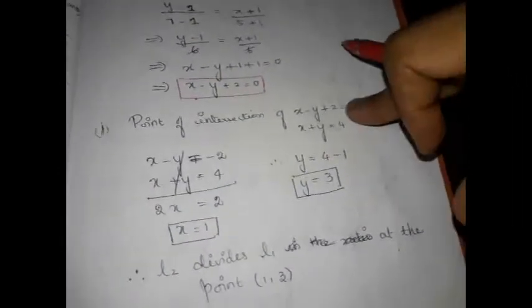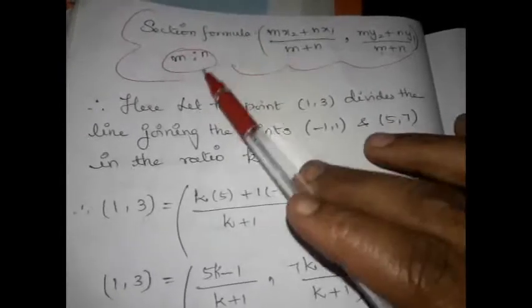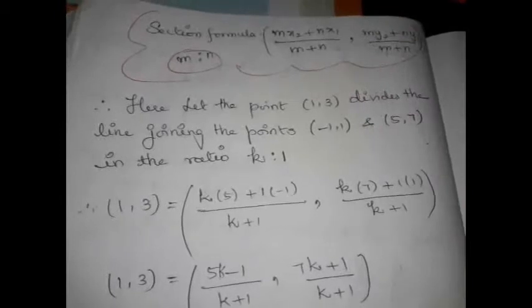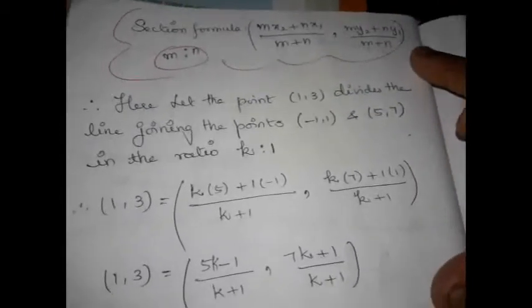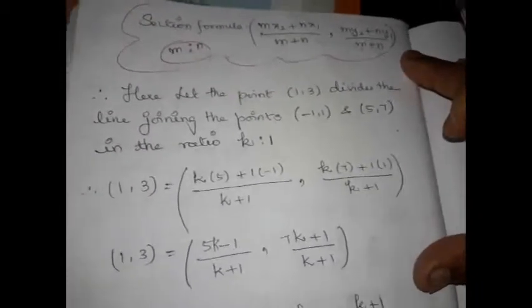So first, how will you find? When you know the 2 points, we can go with 2-point form, right? I found the equation. Then find the point of intersection of this line and the already given line. Solving, we got 1 comma 3. Now the point of intersection is 1 comma 3. Now what is the section formula? If it divides in the ratio m is to n, it is (mx2 plus nx1) divided by (m plus n), (my2 plus ny1) divided by (m plus n). In the beginning of the chapter straight lines also I briefed you about this.